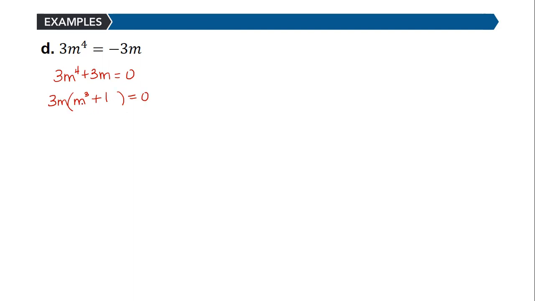Now I need to factor m cubed plus 1. And this is going to take you back if you need to look at those prerequisite skills on factoring. But m cubed plus 1 is the sum of two cubes. And the sum of two cubes has a factoring pattern. A cubed plus b cubed factors as a plus b times a squared minus ab plus b squared.